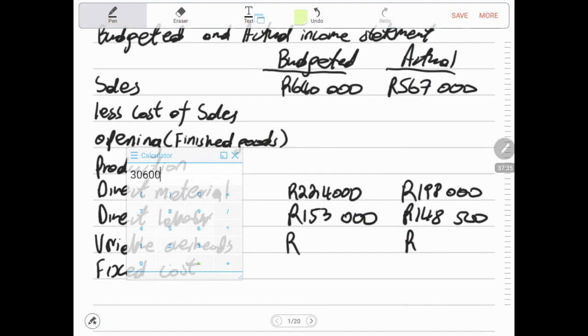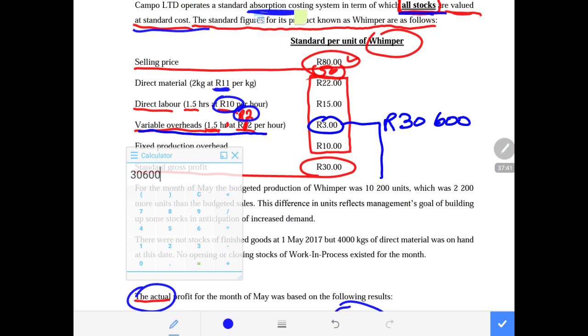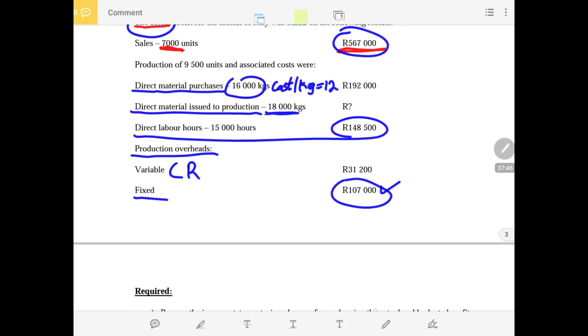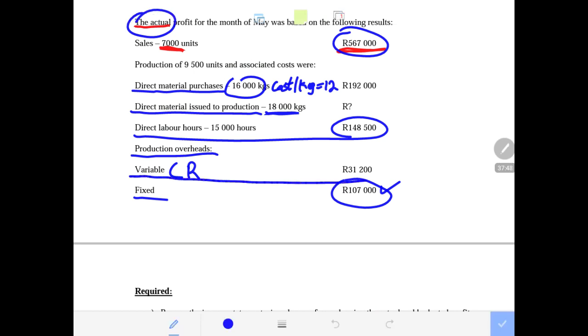Budgeted variable overheads are 30,600. Actual was already given in total and it was 31,200. Here is the actual variable overheads: 31,200.